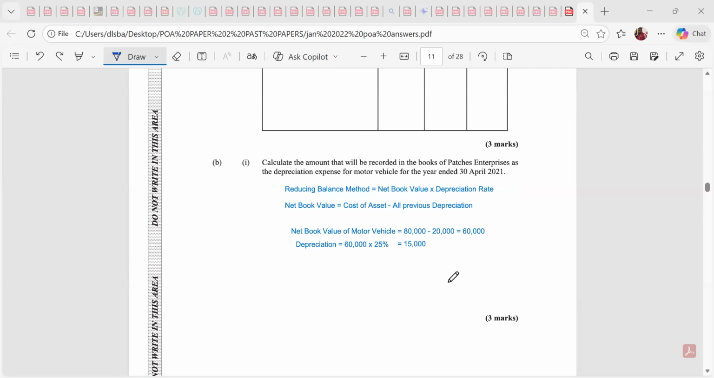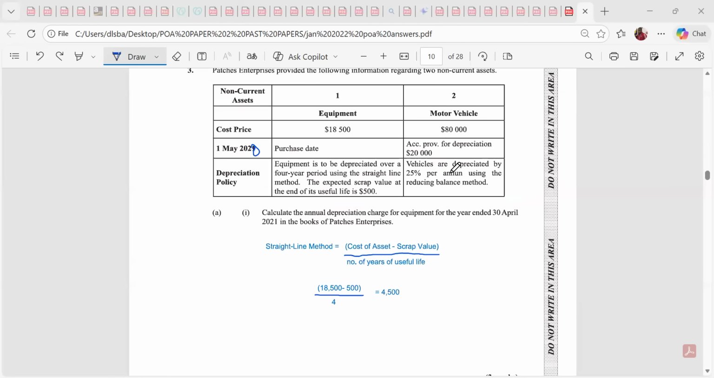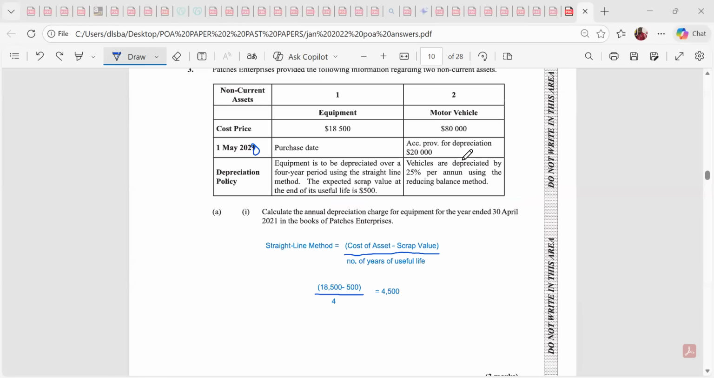Calculate the amount that will be recorded in the books of Patches Enterprises for the motor vehicle now. Let's go back up and see what they say about the motor vehicle. So it has a provision for depreciation of 20,000. And it says vehicles are depreciated by 25% per annum using the reducing balance method.